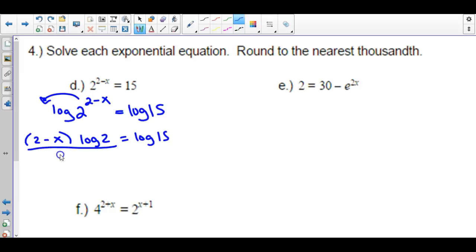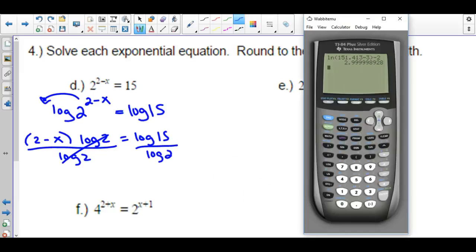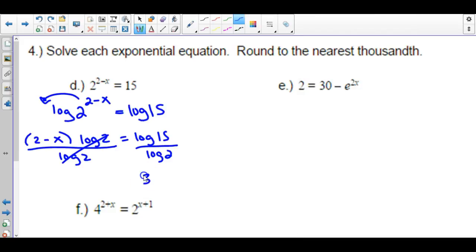And then I can divide both sides by log 2. And that's where I'm going to go to the calculator then, and we're going to press log 15. Keep in mind I got to close the parentheses, divided by log 2. And that's going to give me 3.907. So that's the right hand side of my equation, and then the left side I had 2 minus x.